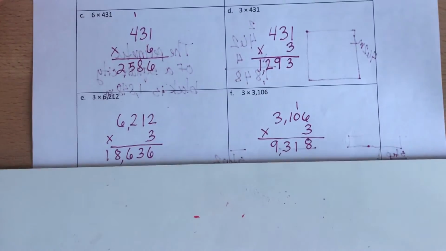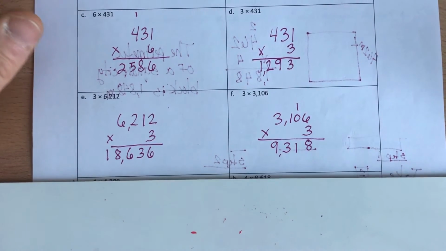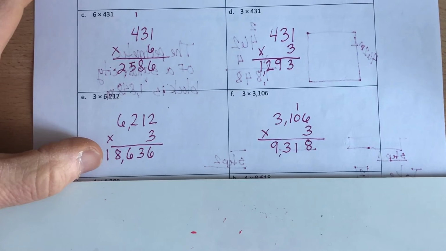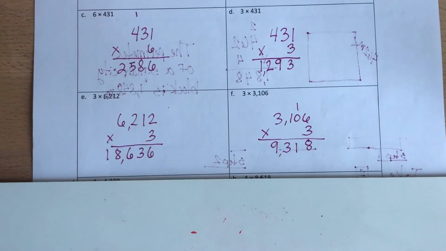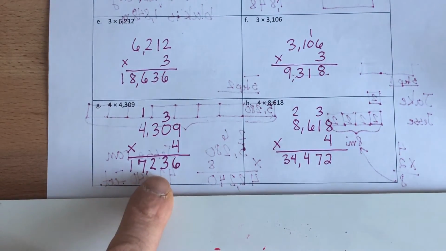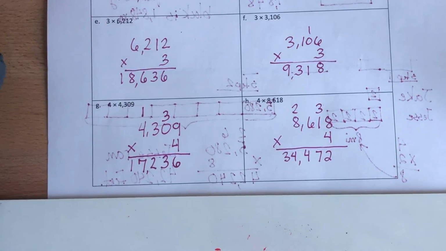You can see my ink is leaking through from the paper on the other side, so my apologies. I'll have to adjust that. I like to use ink so you can see very clearly, but when it leaks through the paper, it makes it confusing. So E is 18,636, F is 9,318. And down at the bottom is 17,236, and H is 34,472. And flip it over. Cool.